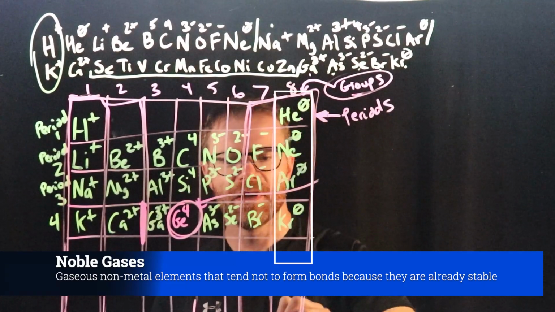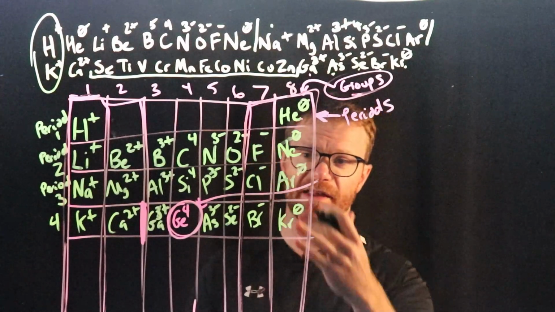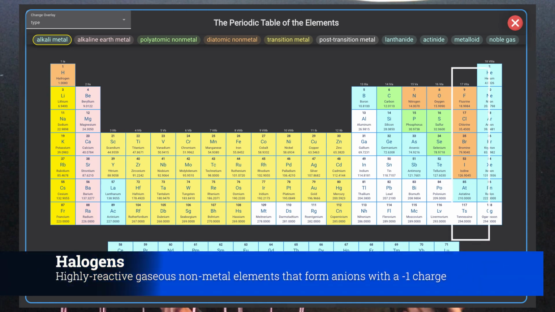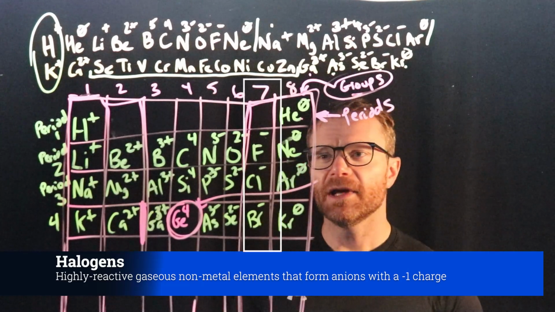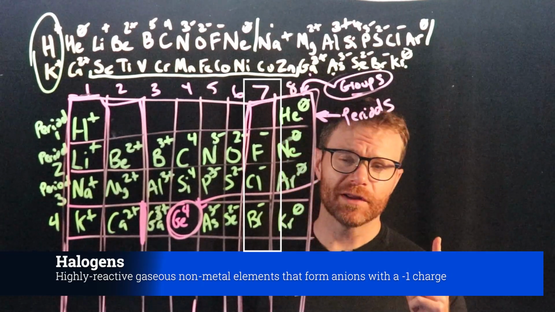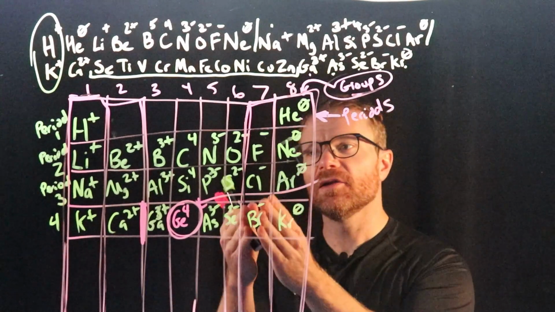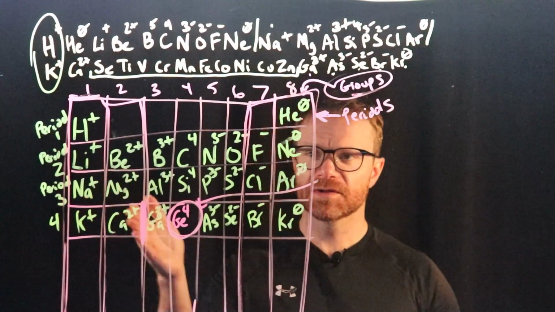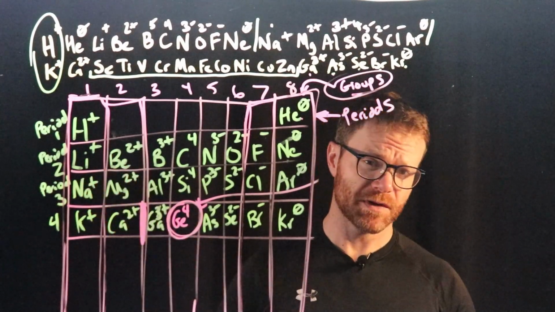Next to them, in column 17, or 7A, these are known as the halogens. And the halogens, fluorine, chlorine, bromine, iodine, etc., are very reactive elements, usually gases, and they are extremely reactive. They're nonmetals, and the reason they're so reactive is they have 7 out of 8 valence electrons in their ground state, so they only need to gain 1 electron to become stable, so they'll readily form bonds with anything they can, either covalent bonds with other nonmetals or ionic bonds with metals by taking electrons from those metals that want to give them up.